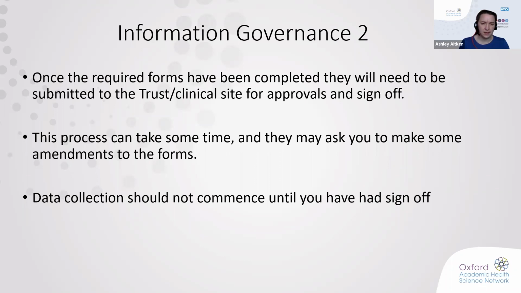And they do sometimes ask you to make amendments, so the forms can go backwards and forwards quite a few times, just for you to make it clear what you're trying to do. I've yet to see one of these forms come back rejected, so it's usually just tweaking it to make it understandable for the trust. And data collection shouldn't really commence until you've got this signed off, but if you want to get a head start, you can ask your clinical staff to start gathering some of their baseline data. They just can't share it with you. But I didn't tell you that.